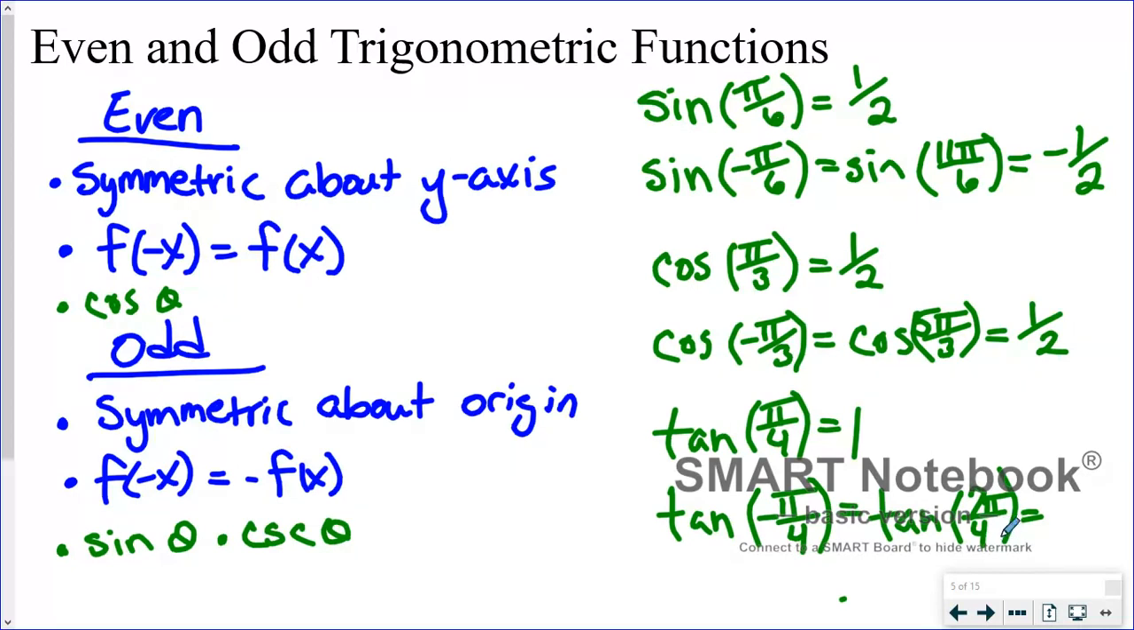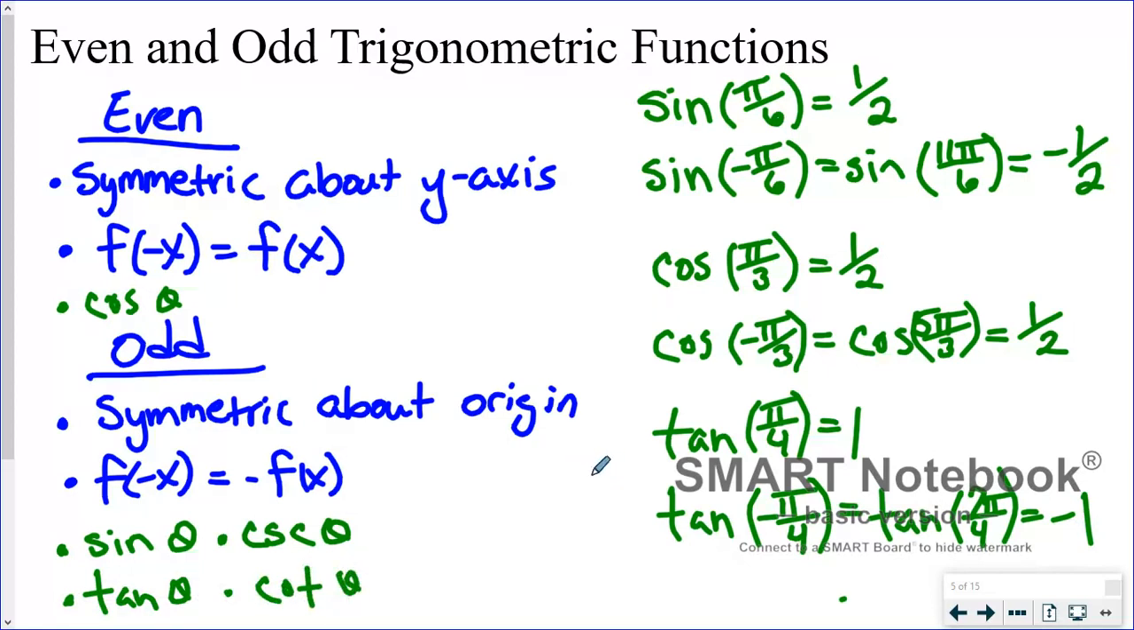Like what's negative 4 divided by 4? Or negative 8 divided by 8? Not a trick question. Negative 1. Hard stuff. So did we get the exact same value or the exact opposite value? Opposite. So tangent and its reciprocal buddy cotangent will be odd functions as well.